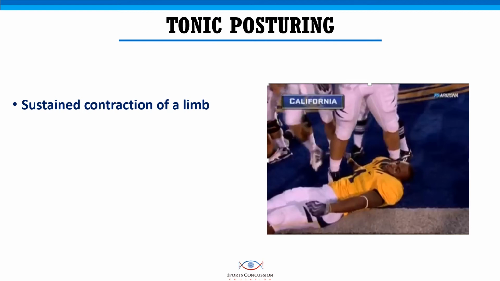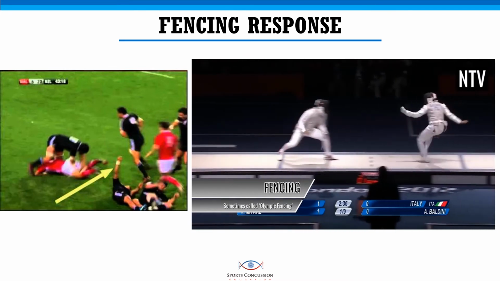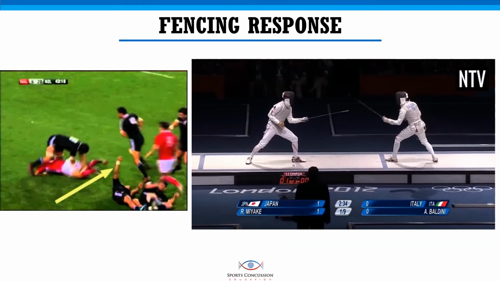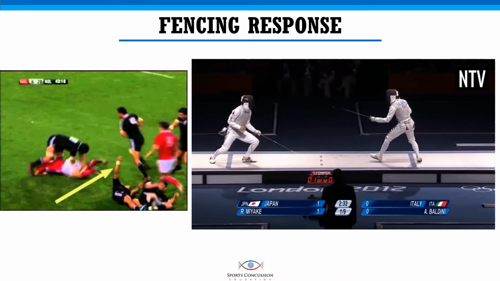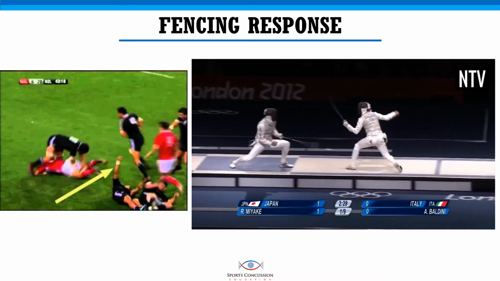Tonic posturing can be subtle, and reviewing the video could help identify this cue. Tonic posturing has also been called the fencing response because the concussed player moves their arms in such a way as to look like they're in the on guard position of fencing. I don't see it, but see if you agree in the following videos.